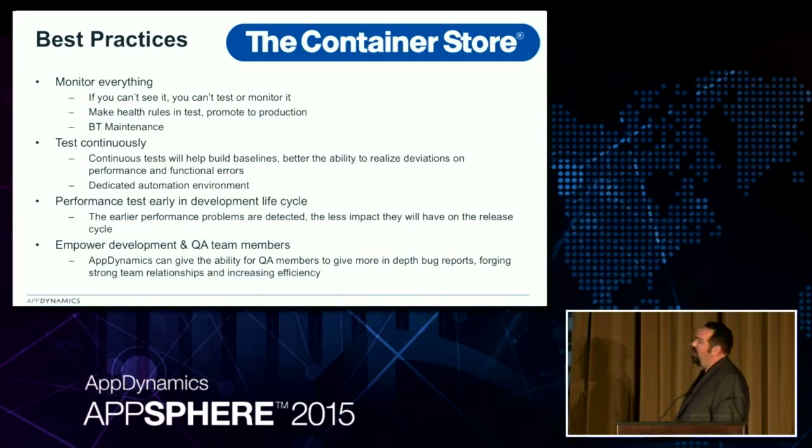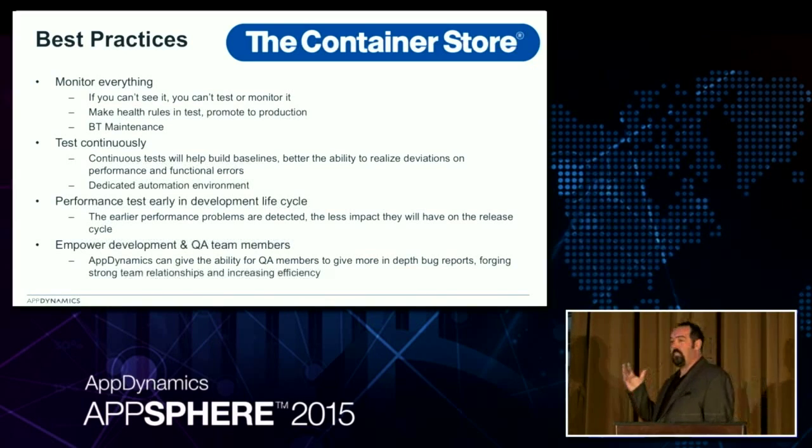Pretty safe to say. Make health rules and test. Promote to production: rules, business transaction rules. All those things should be done when the code is being developed. And then when you go to production, you don't have to figure out how to alert on it. You don't have to figure out what business transactions. Move it to production with your code. It's just part of your process.